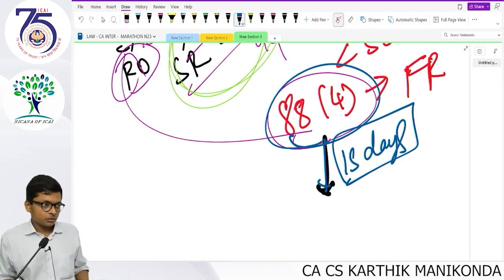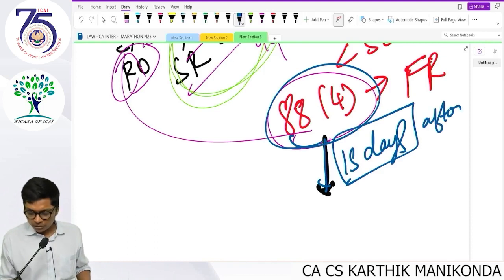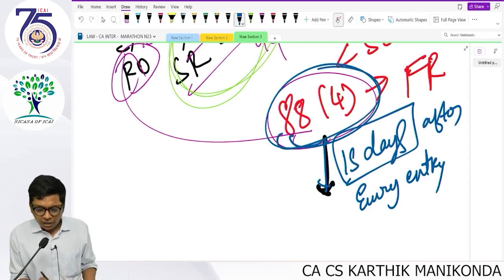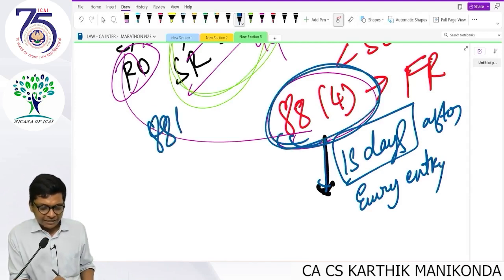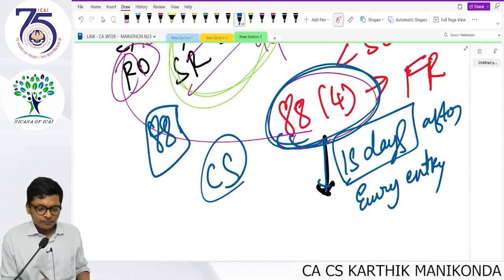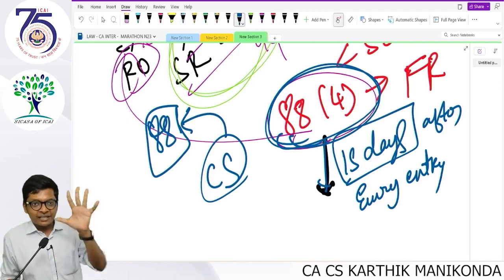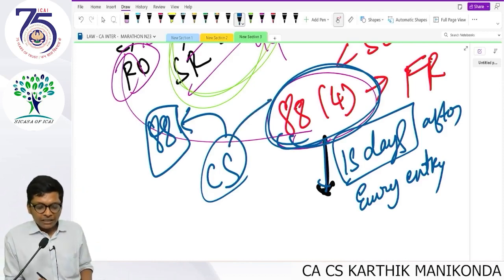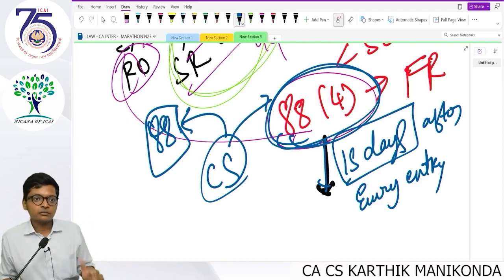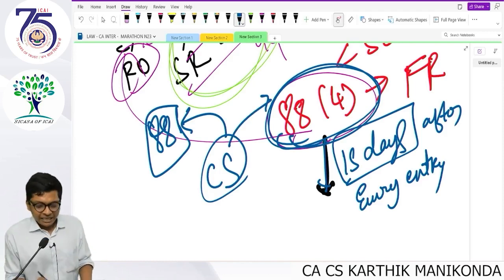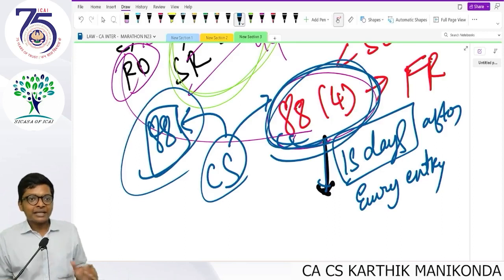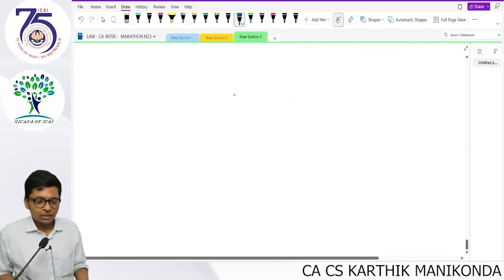The backup will be sent after every entry, every 15 days. Then whether it is a foreign register or the main principal register under 88, it should be signed by a CS. For the main register, it is enough if he signs every page. For the foreign register, he should sign every entry. Are you getting the difference, guys? Every page, every entry. Clear, guys? This is 88.